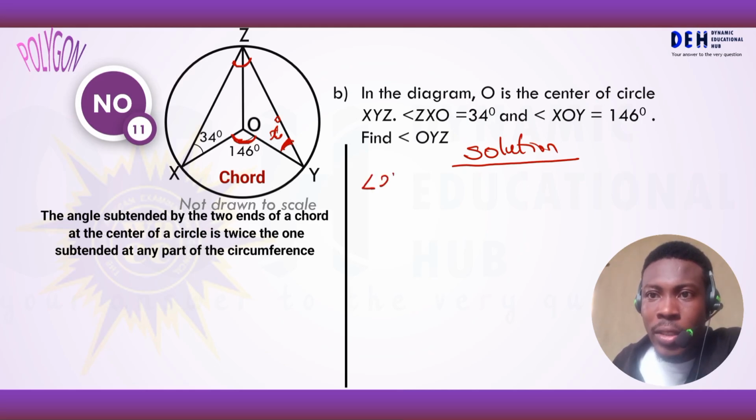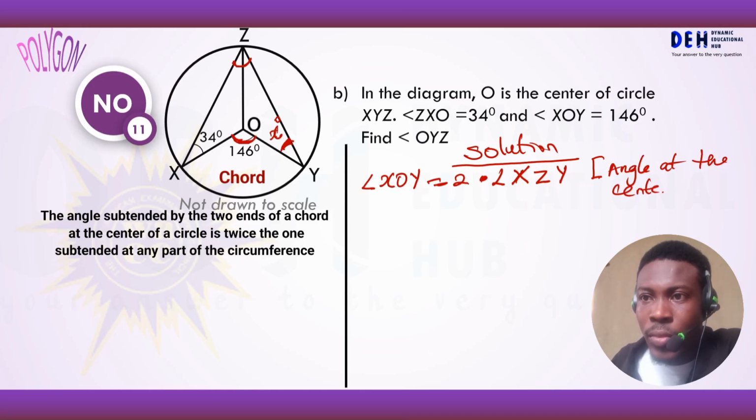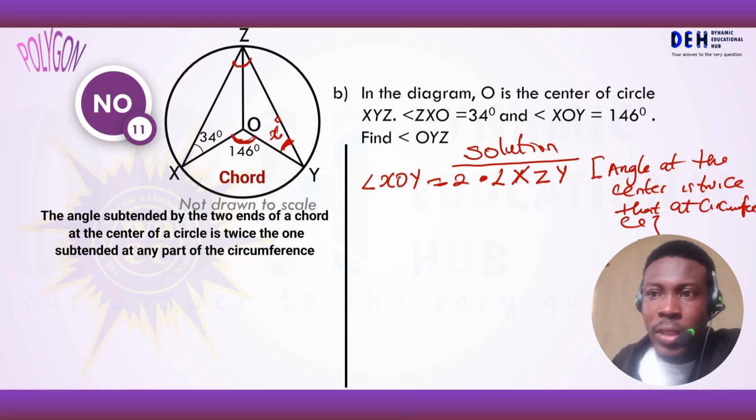Angle XOY should be equal to 2 times angle XZY. Okay, let me clean this here. Let's use dots since we have x here. Angle XOY equals 2 multiplied by angle XZY. Why? The angle at the center is twice that at the circumference. Okay, let's just have it that way.